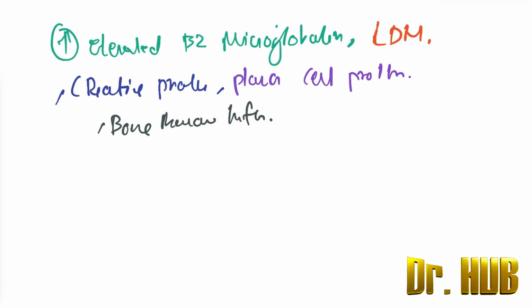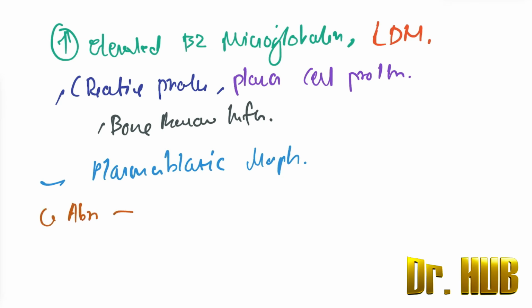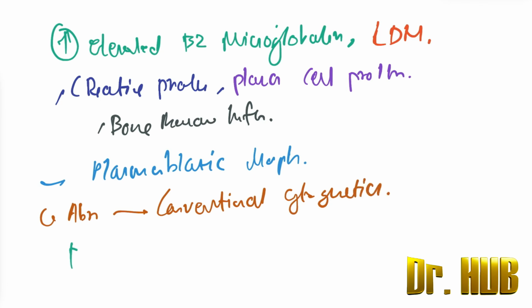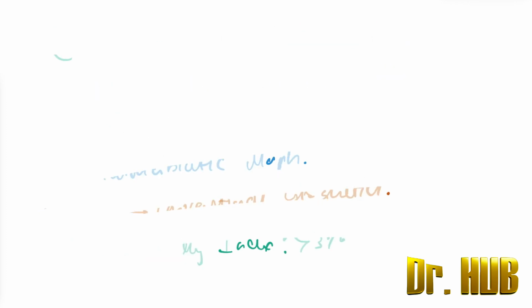So what are the other prognostic factors? That includes the plasmablastic morphology. Then there are also the abnormalities detected by conventional cytogenetics. Then comes a plasma cell labeling index, and this is greater than 3%.